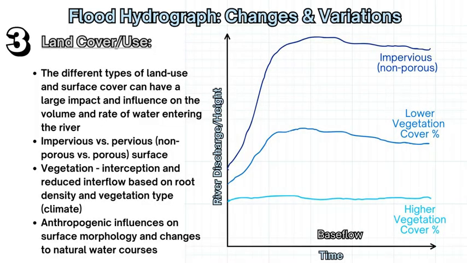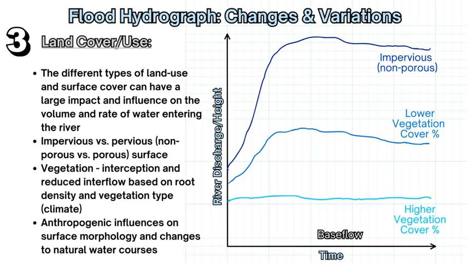A river's hydrograph can be affected by the land use and the land cover of the surrounding watershed or catchment area or drainage basin in which the river is a part of. So the river channel is generally the lowest part of this watershed, and the flow of water down through a gradient or slope will eventually make its way into the river and be reflected in the hydrograph.